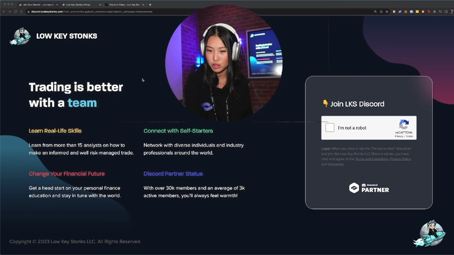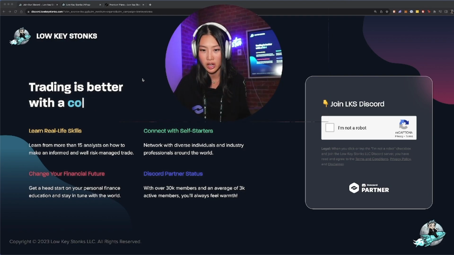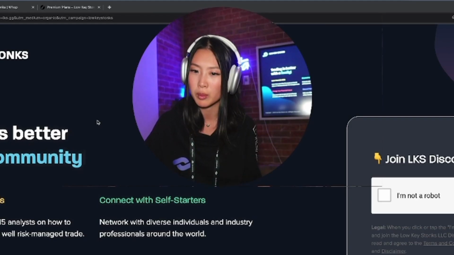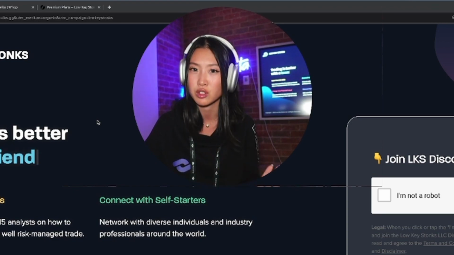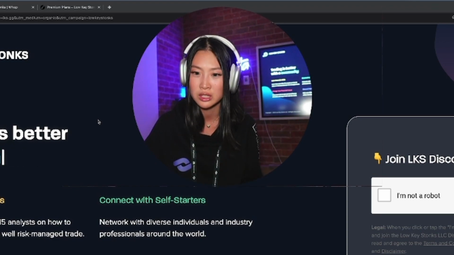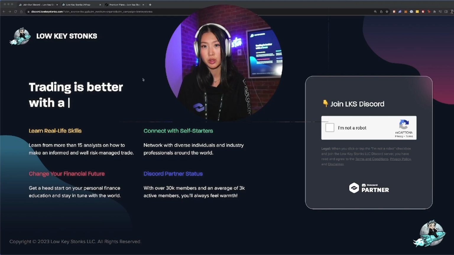We have roughly around 100 channels in LKS. The higher the tier you choose to join, the more resources you unlock. Now I know it can be overwhelming with so many channels, especially if you're new to Discord or trading in general. So I'm going to make a multiple part tutorial walking you through the entire server tier by tier.